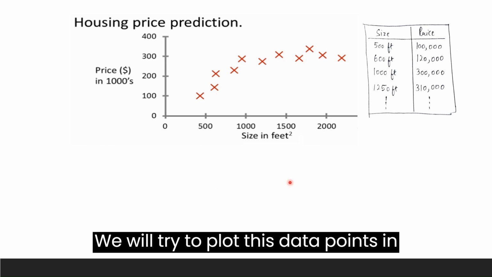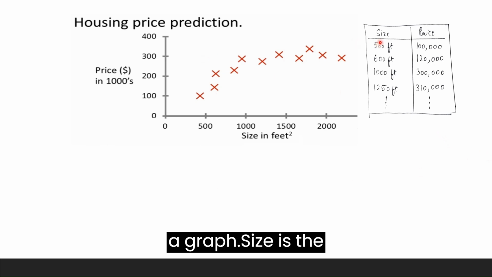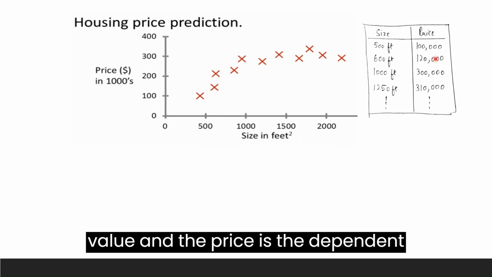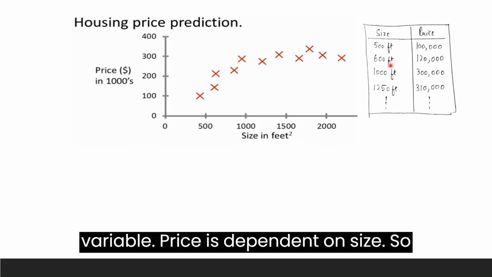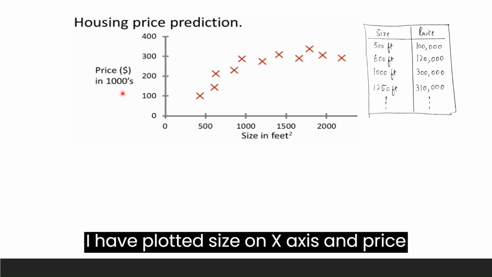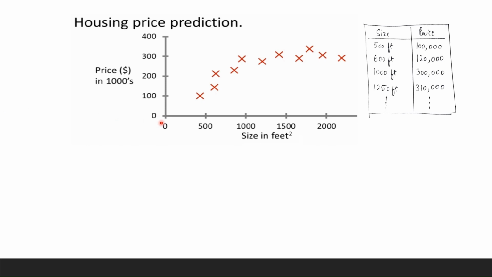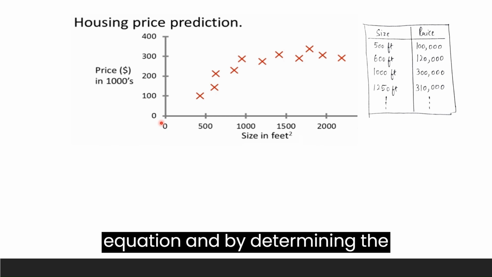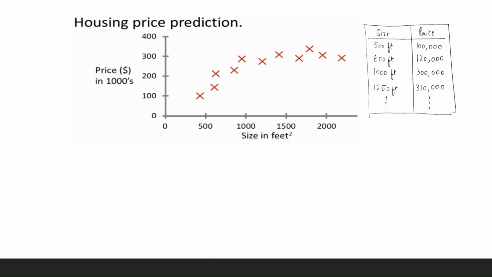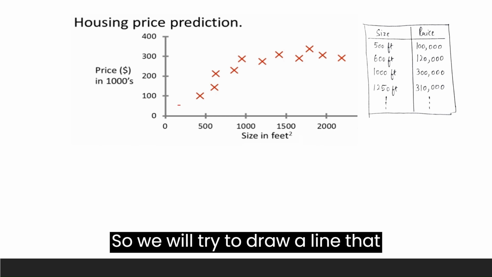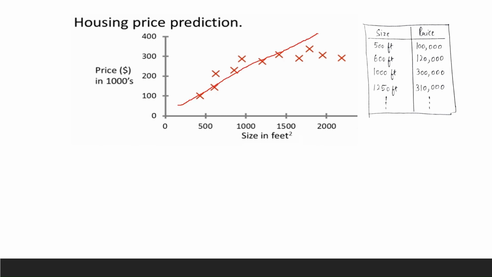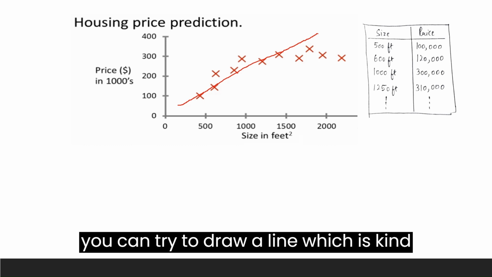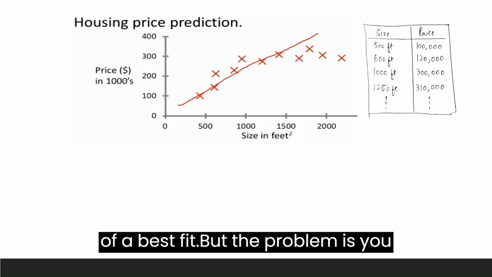We will try to plot these data points in a graph. Size is the independent variable and can take any value, and the price is the dependent variable. Price is dependent on size, so I have plotted size on the x-axis and price on the y-axis. Our goal is to obtain the previous equation by determining the correct values of m and b. So we will try to draw a line that passes through these data points. The data points are scattered, so it is not possible to draw the perfect line, but you can try to draw a line which is kind of a best fit.